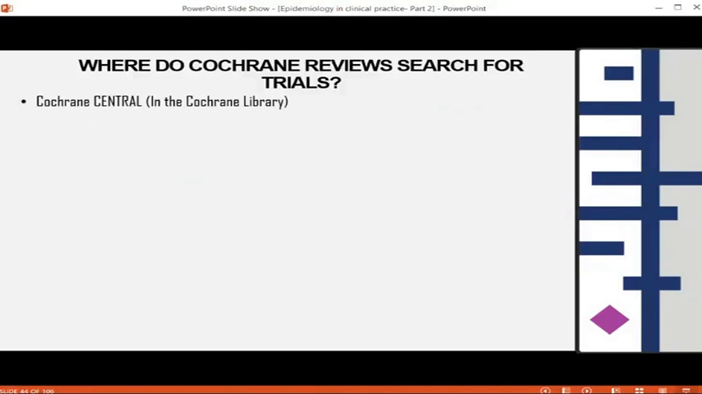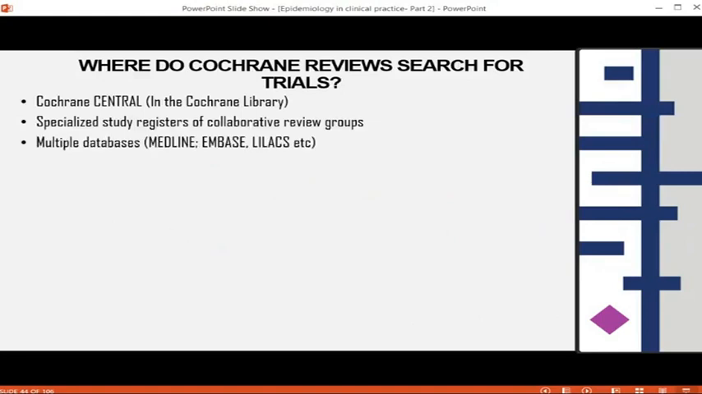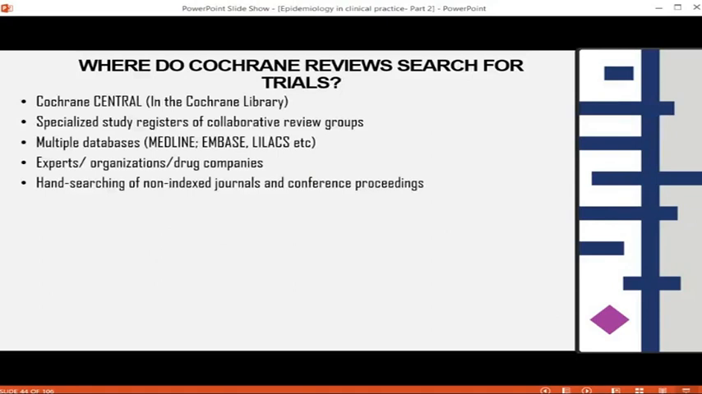And Cochrane searches for trials all over the place. In the Cochrane library, there's a specialized register of studies that each review group has, and they look at other databases like Medline, Embase, which is a European database, and Lilacs, which is a Latin American database. We write to the organizations and drug companies if they know of any more trials. And they search the conference proceedings and non-indexed journals to see if they can find additional trials. They write to the authors of trials, they look at the citations, and they look at trials registries. It's a very, very comprehensive search.